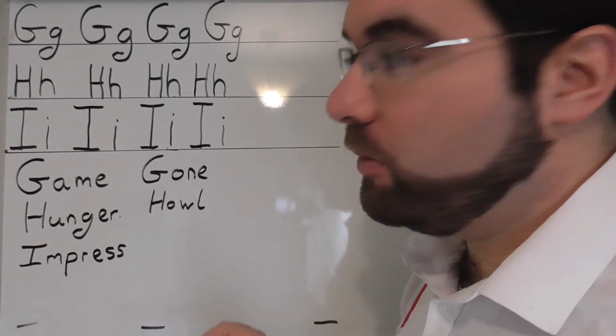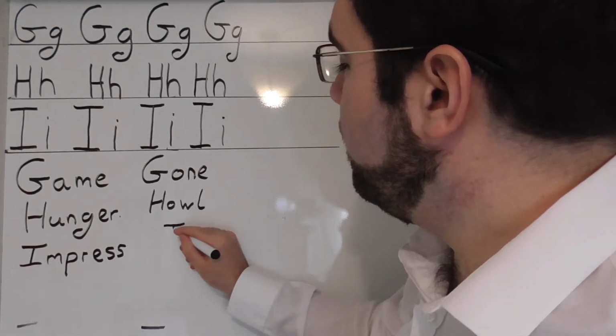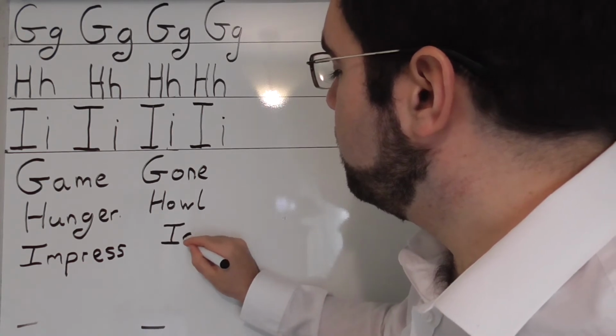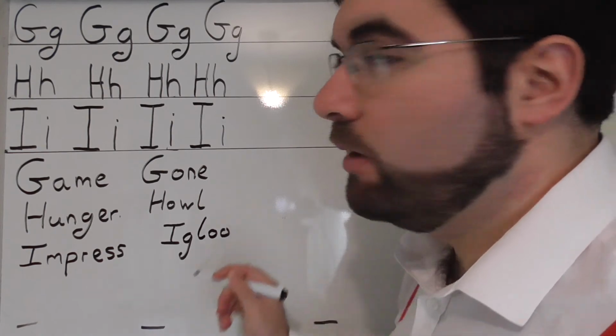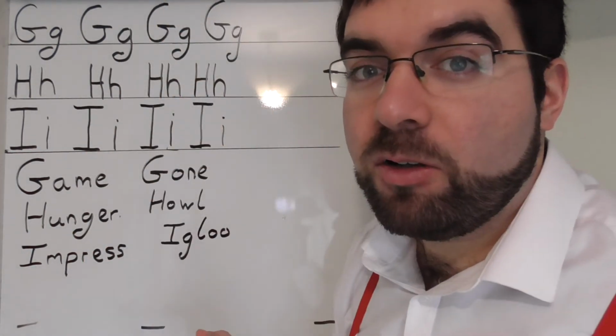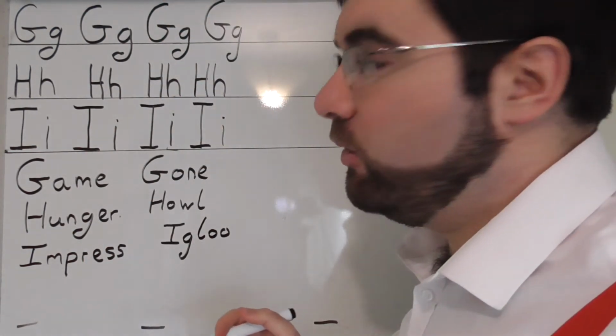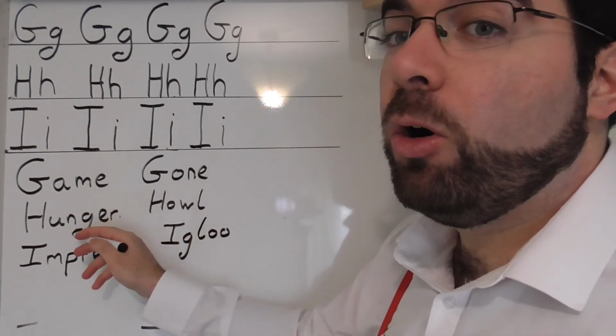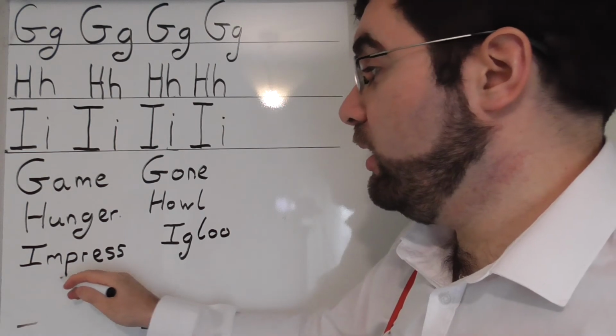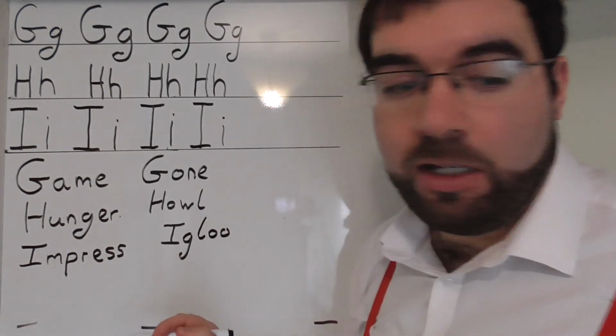Let's try igloo. Igloo. Igloo, like a cold little snow house. Igloo. Very good. Game, gone, hunger, howl, impress, igloo. Very nice.